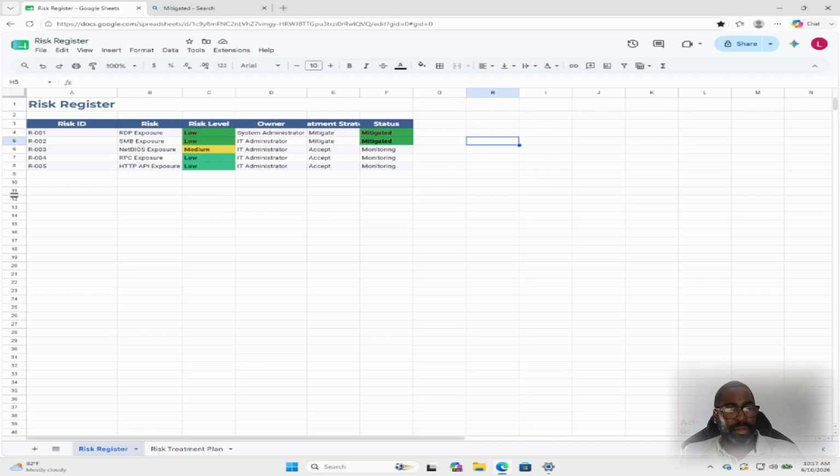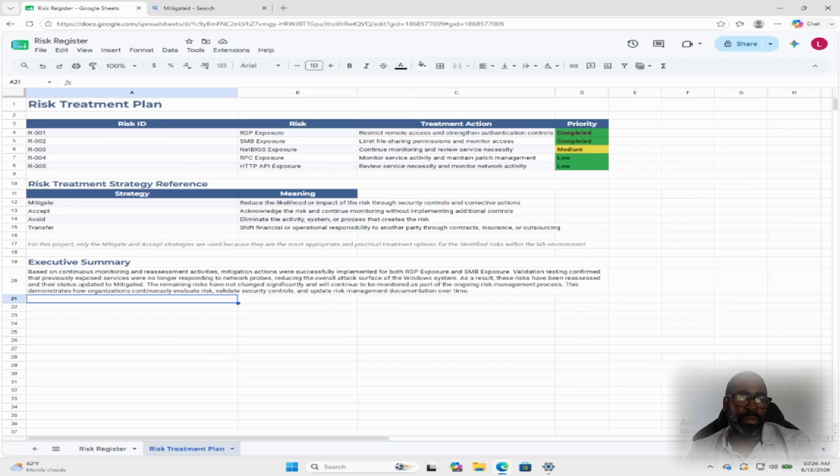After restricting file sharing functionality and validating changes, the risk level has been reduced and the status has been updated to mitigated. NetBIOS exposure has improved as a result of the changes made to file sharing services and will continue to be monitored. RPC exposure and HTTP API exposure have not changed significantly and remain under ongoing monitoring. Updating the risk register is an important part of continuous risk management because it ensures risk information remains accurate and reflects the current state of the environment. The updated register now reflects the implemented controls, reassessed risk levels, and the current treatment status for each identified risk.